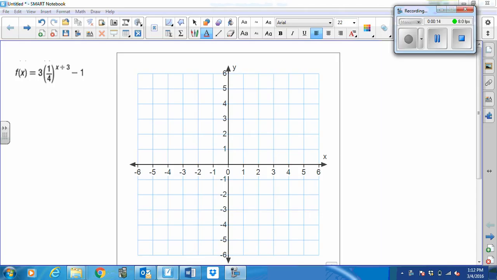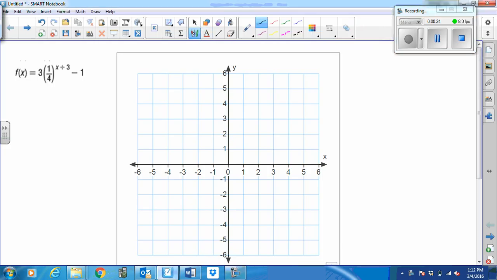If I want to graph this exponential function, first of all I want to recognize that it is a decay function because our base is equal to 1/4, and anytime that base is between 0 and 1, it means that we are going to have a decay function.